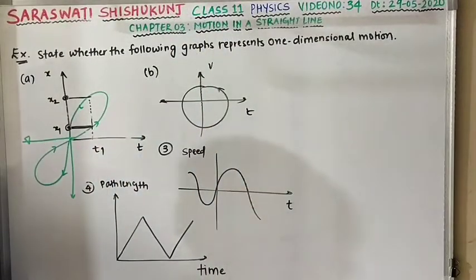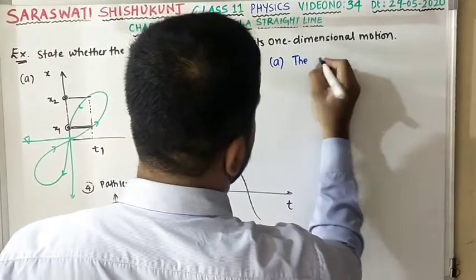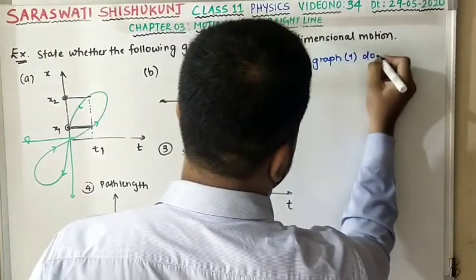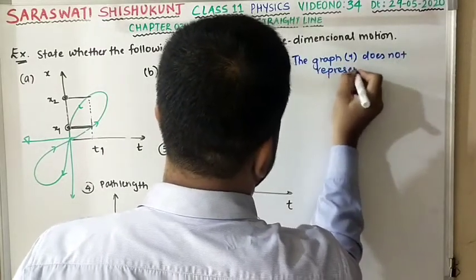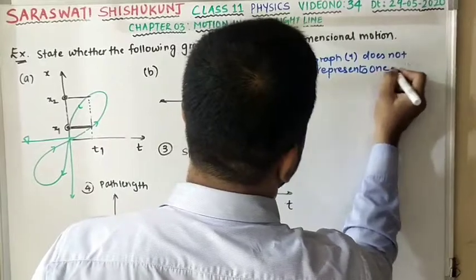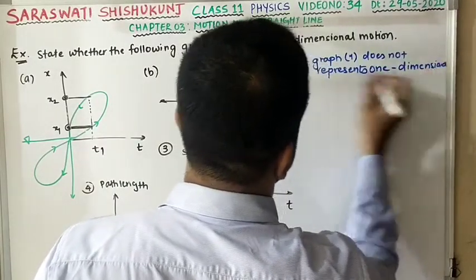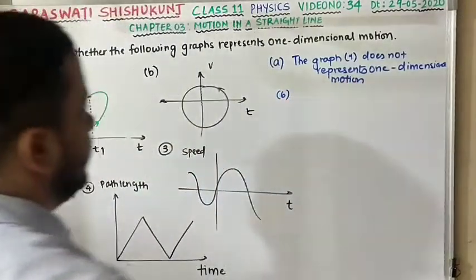So I can write over here that graph A, the graph 1, does not represent one-dimensional motion. Is this clear? Very clear. Second, we want to see B.